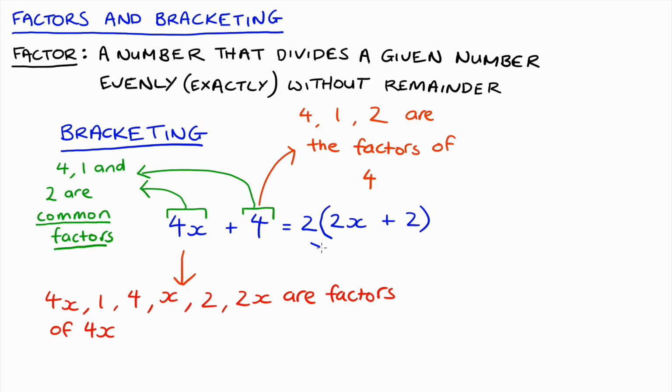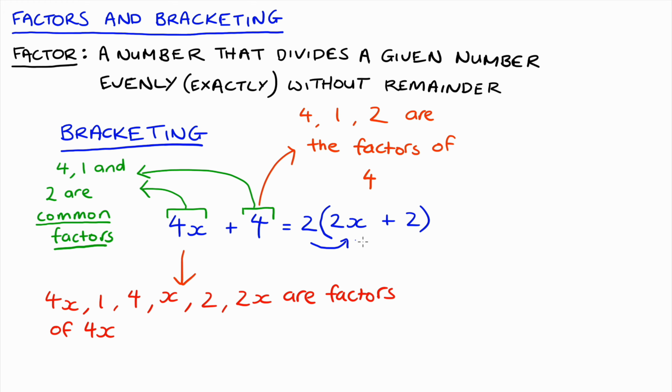If we open up the brackets again, the 2 outside the brackets distributes over all of the terms in the brackets. So I would do 2 times 2x, that's 4x, plus 2 times 2. So I get back 4x plus 4, and that's expected, and that tells us that we've factored out 2 correctly.